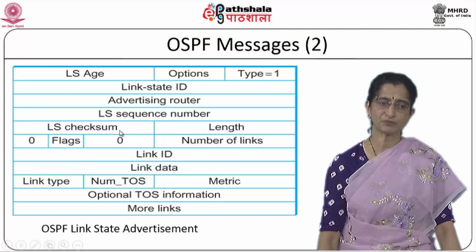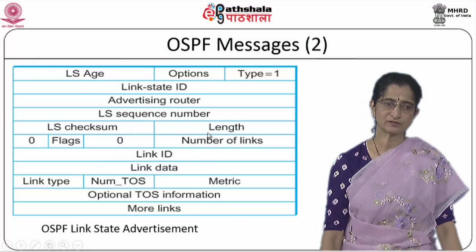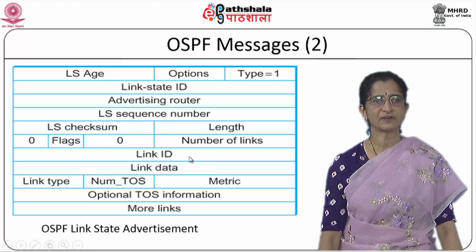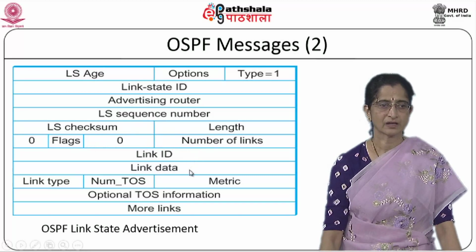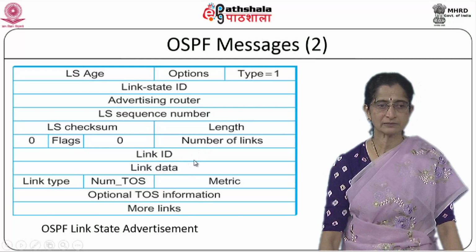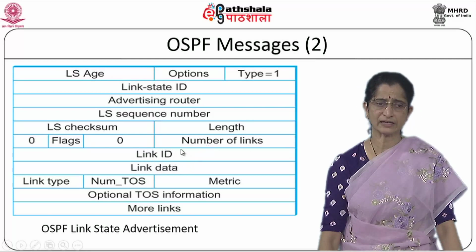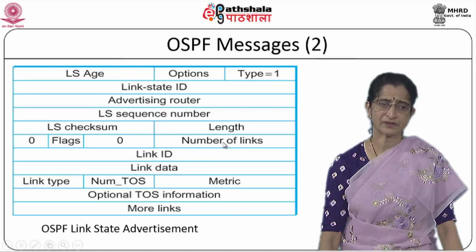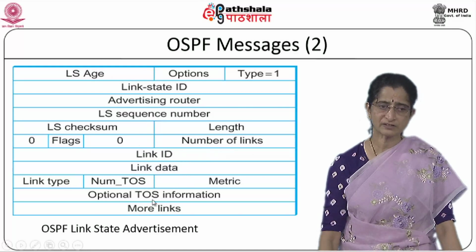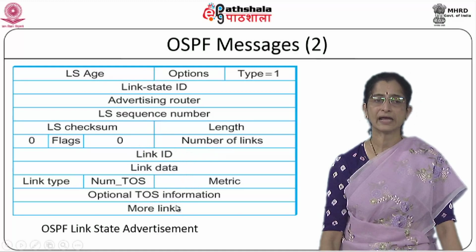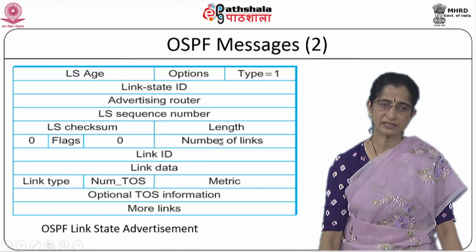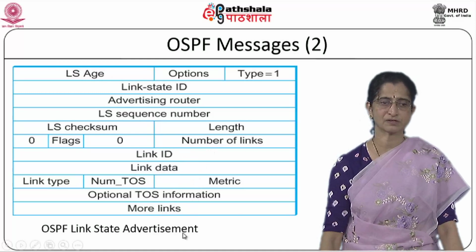Sequence number is the LS sequence number that we just talked about. There is a checksum again for this message, length of the message is specified, and for every link that is there, you have to specify the link ID and the link data. So what we have here is that for every link, you specify the link ID and its data. Number of links is specified. So this information with respect to link will be repeated n number of times if you have n number of links.